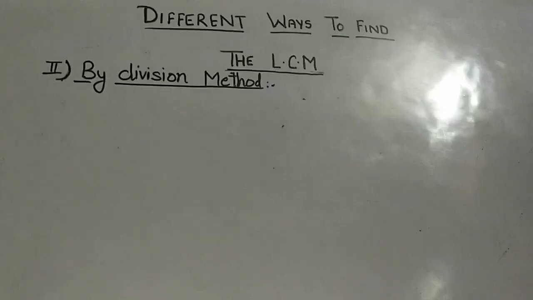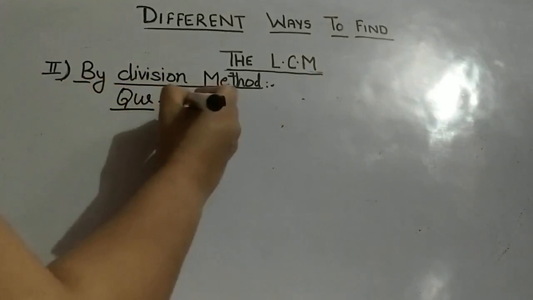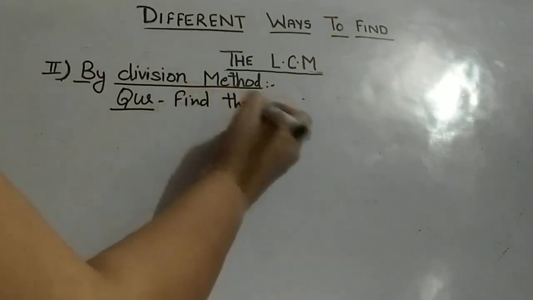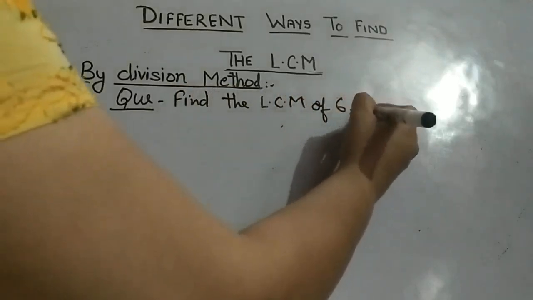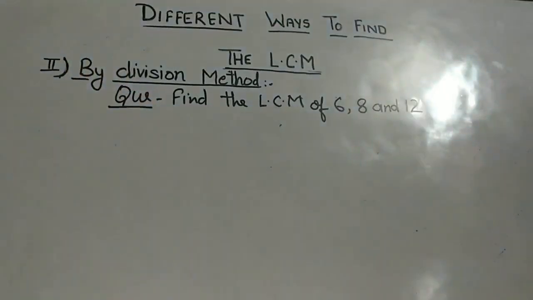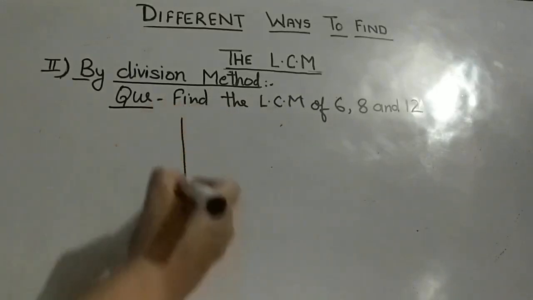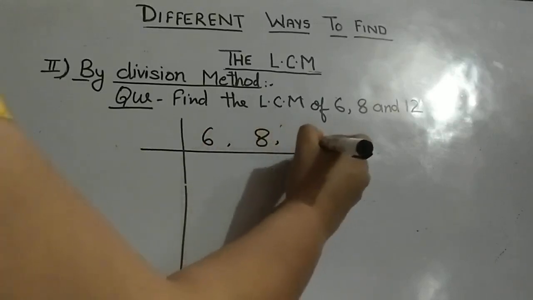Now the next method is the division method. For this method also we'll take the same question. Find the LCM of 6, 8 and 12. So the first step of this method is to write the given numbers in a horizontal line, separating them by commas. This is our horizontal line: 6, 8 and 12.